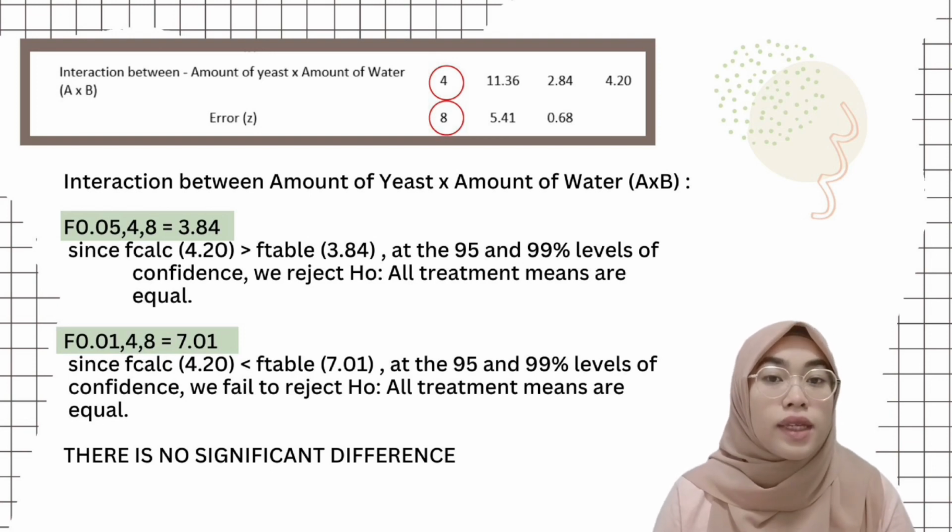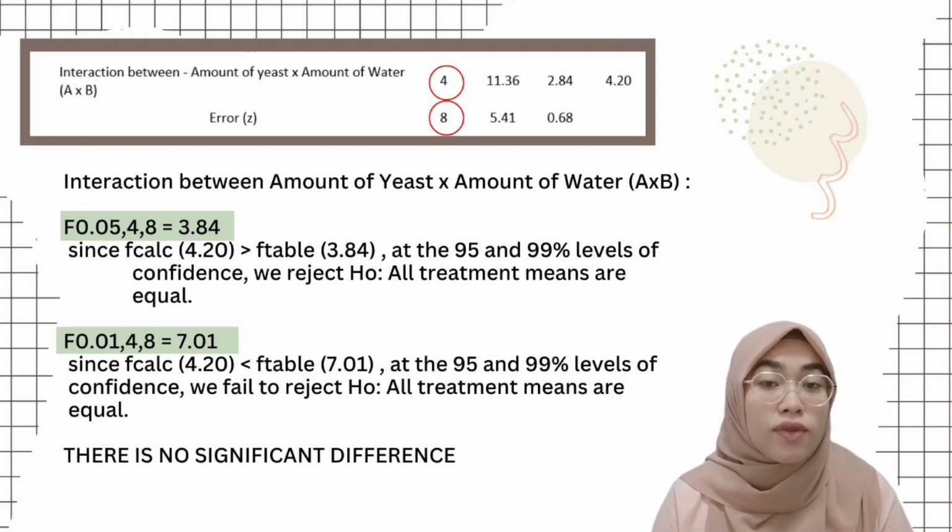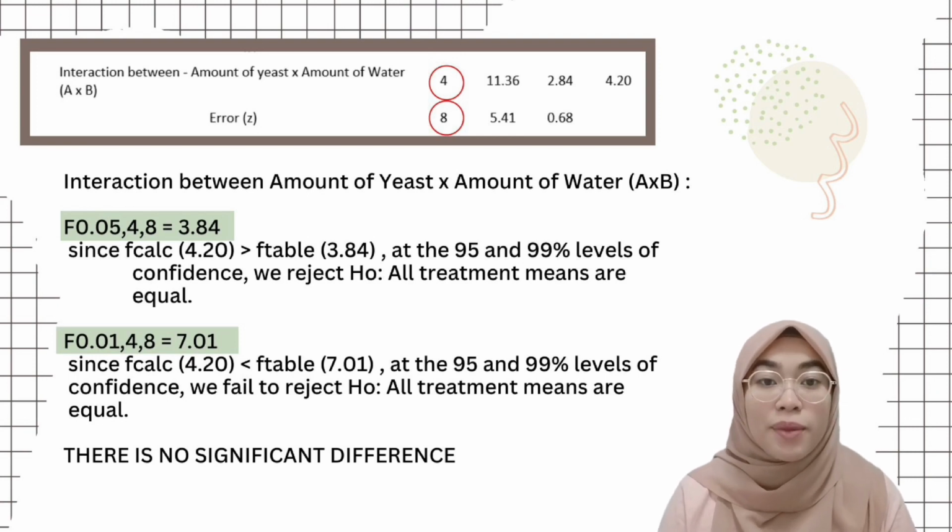And the last one is the F table at significance alpha 0.01 with degrees of freedom 4 and 8, which is 7.01. Since the F calculation 4.20 is smaller than the F table, which is 7.01, at the 99% level of confidence, we fail to reject the null hypothesis, which is all treatment means are equal. Therefore, there is no significant difference.